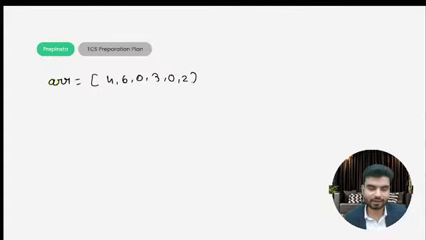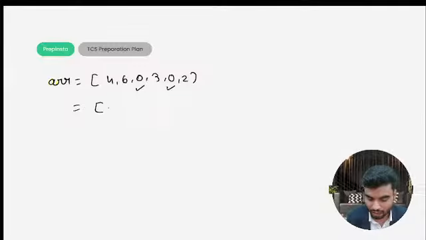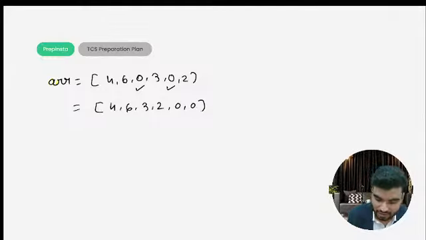So these are the packets of chocolate. The problem is that a few packets are empty, which are marked as 0. Your job is to push all the empty packets to the end, which means the output should be 4, 6, 3, 2, and at the end we push all the zeros. Cool. And it's an easy level problem statement.